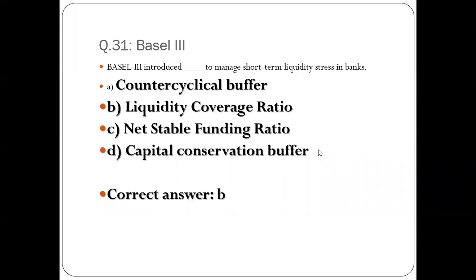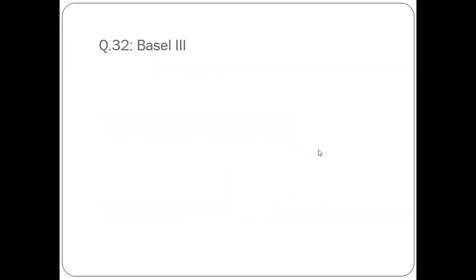Definitely questions are asked. Now Basel III introduced a dash to manage short-term liquidity: LCR. Short-term liquidity means LCR, not the counter-cyclical buffer. NSFR, net stable funding ratio, is all for long term. Short term is only LCR.